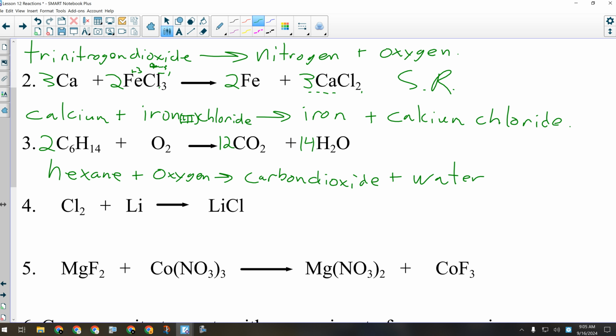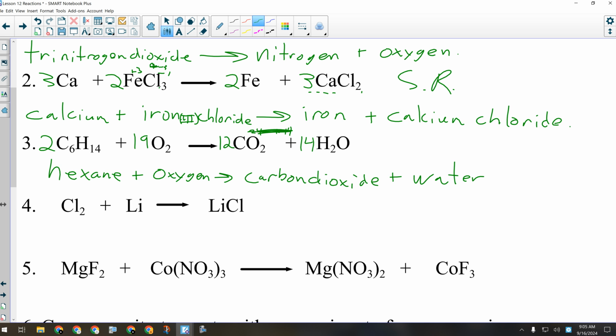Now I can count up my oxygens. I have 24 oxygens here, plus another 14 there for I believe 38. And 38 divided by 2 is 19. So we should have 2, 19, 12, 14 for our balancing numbers. Questions on how that one worked?